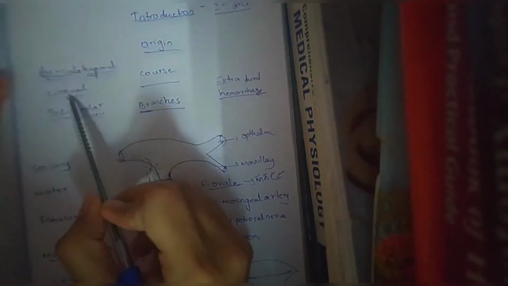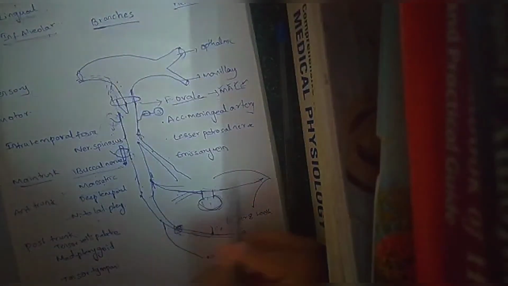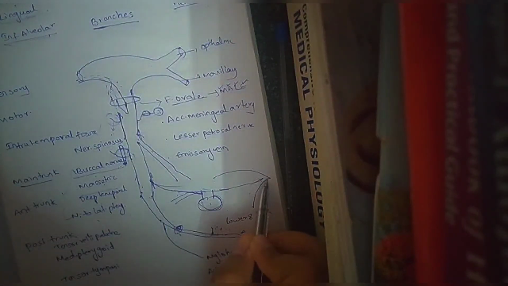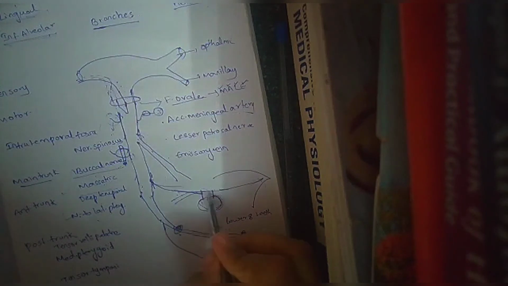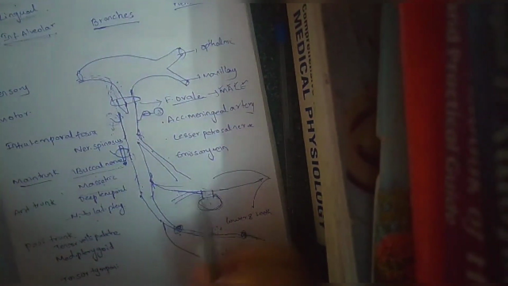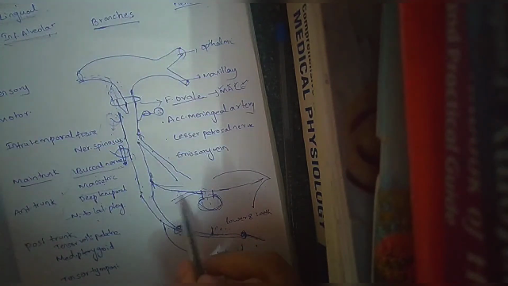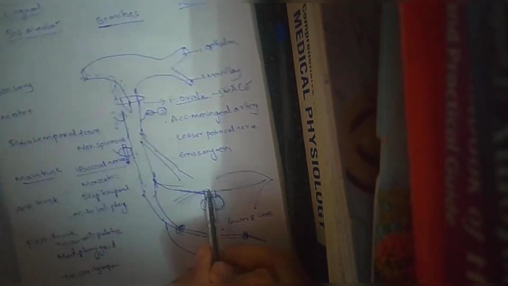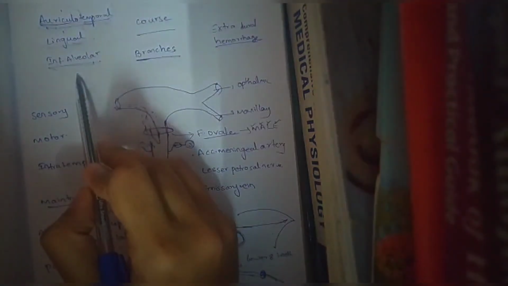The lingual nerve supplies the sensory branches for the anterior two-thirds of the tongue. It also gives branches to the submandibular ganglion. Chorda tympani nerve, which is a branch of the facial nerve, sends its secretomotor fibers to the ganglion via the lingual nerve. Coming to the inferior alveolar nerve.